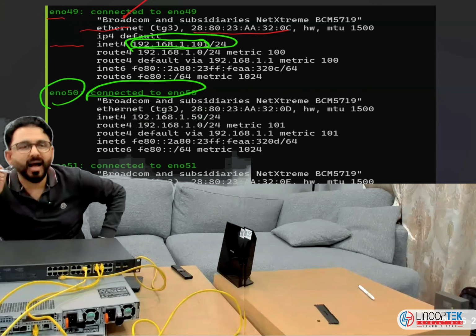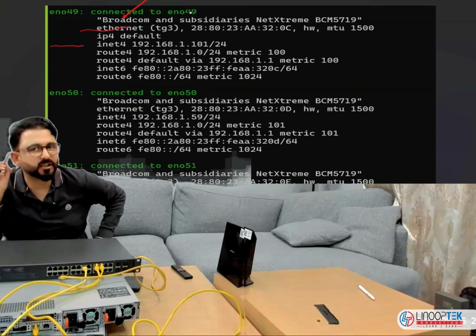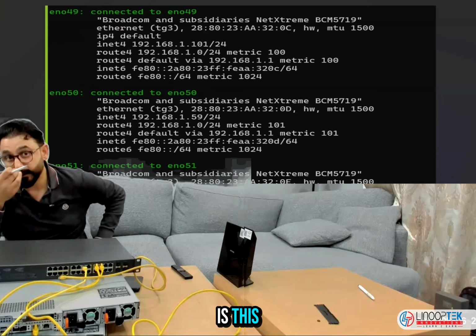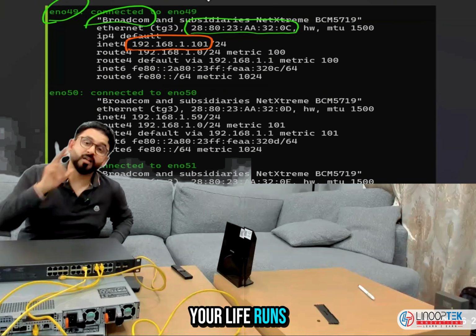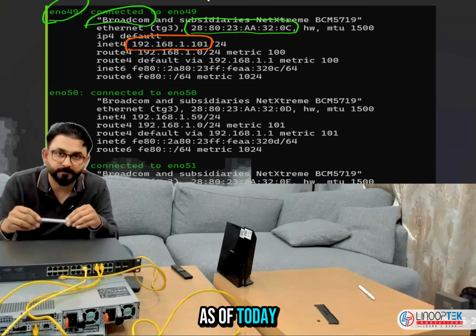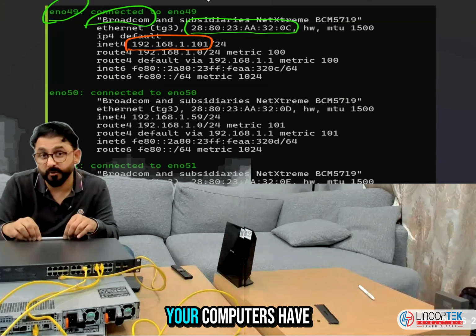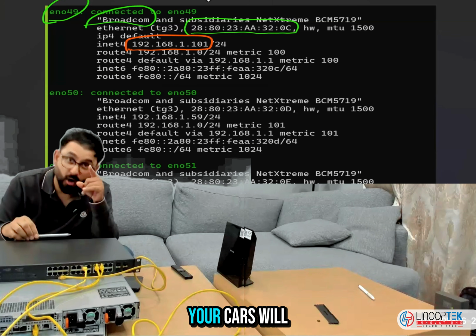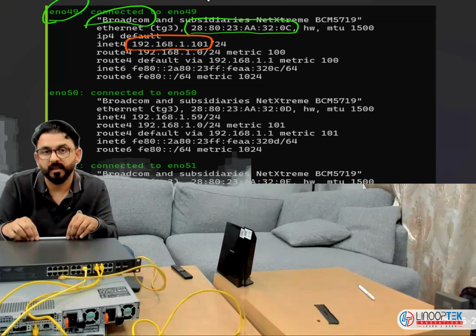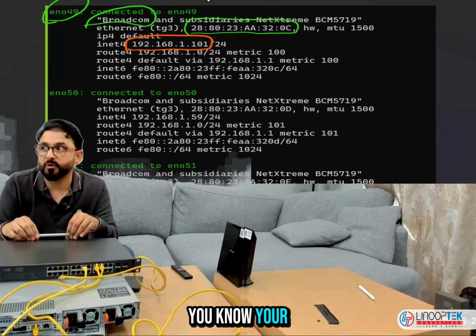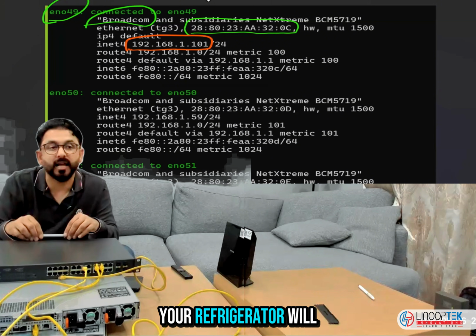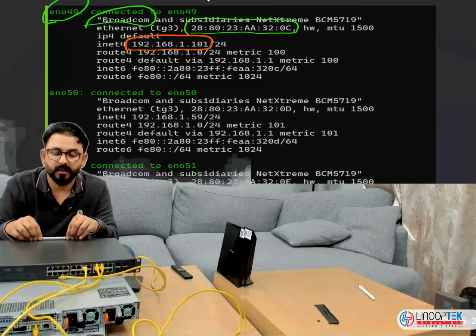So, IP address. The story of the IP address is this: your life runs on IP addresses as of today. Your cell phones have IP addresses, your computers have IP addresses, your cars will have IP addresses. Your machines, your refrigerator will have IP addresses.